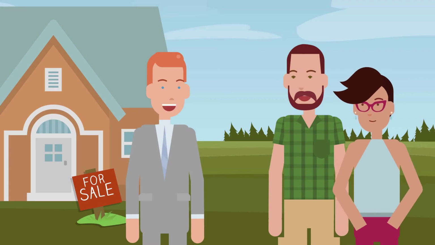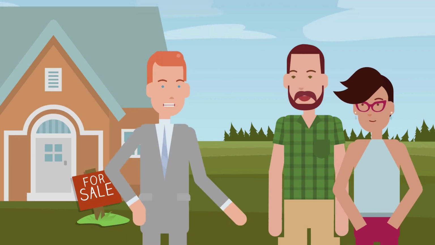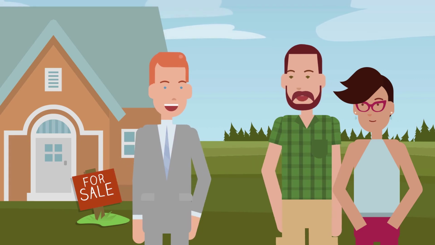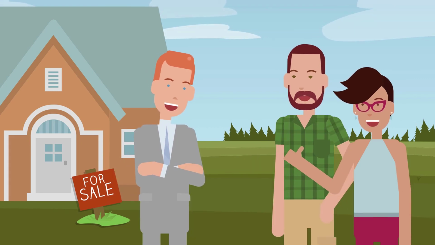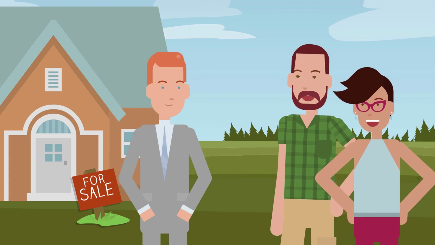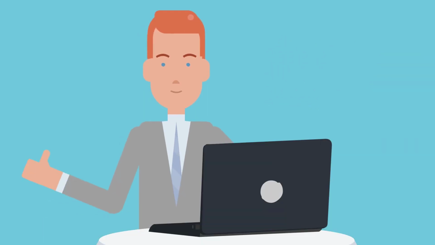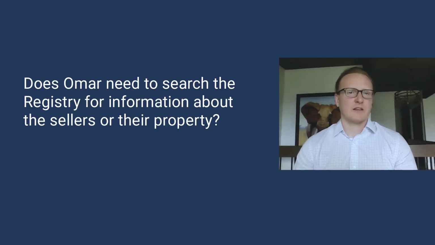After his discussion with Alice and Jacob regarding the landowner transparency registry results, Omar begins to show property to Alice and Jacob. They eventually find a property they like and want to put in an offer. Omar works to write up an offer and provides it to the seller's real estate professional. Does Omar need to search the registry for information about the sellers or their property?